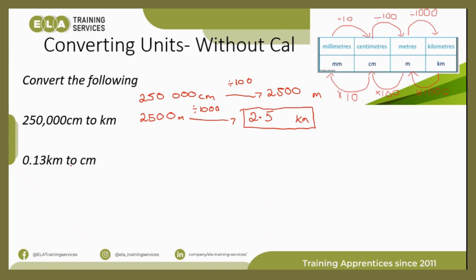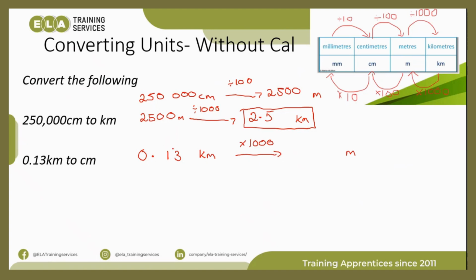We're then going to look at our second, and this time we're going to have to do things in reverse. Instead of moving from a smaller measurement to a larger one, we're starting with a larger measurement and moving to a smaller one, which means we're going to have to multiply. So we're starting with 0.13 kilometres. I'm going to convert that to metres first by multiplying by 1,000. So the decimal point is going to move three places to the right.